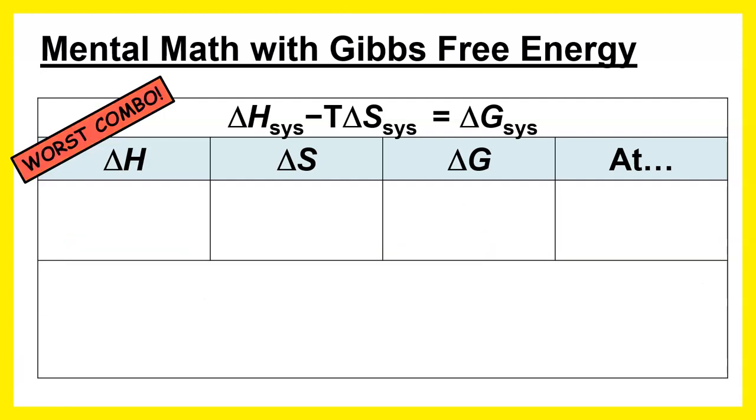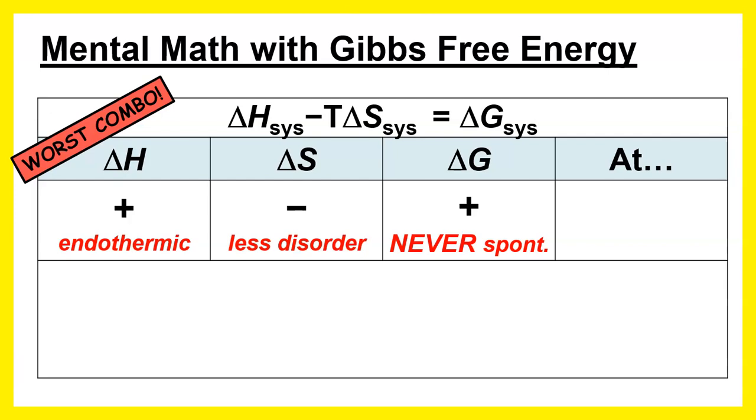All right, let's look at the worst combo, something that will never ever be spontaneous. Endothermic and a decrease in entropy. That is not good. That will never ever be spontaneous. It will always be positive delta G at any temperature.